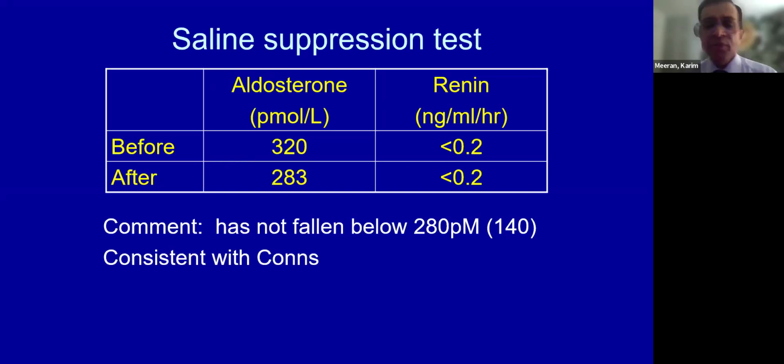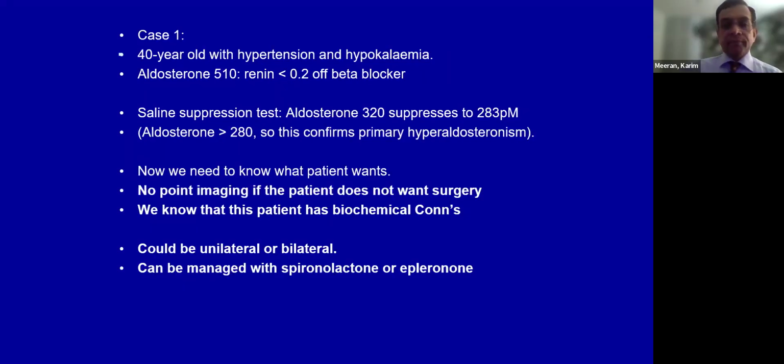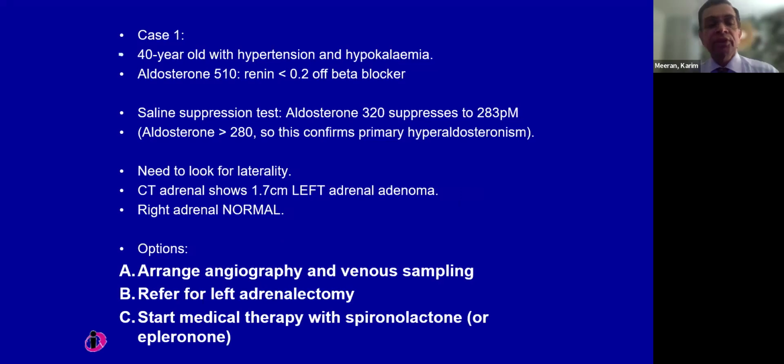And if it's in between, then you look at the whole situation. But this is not even gray. This is an obvious case of Conn's syndrome, and it's confirmed. So you ask the patient, do you want an operation? I would say don't immediately, if you don't want an operation, because we know it's Conn's syndrome. It could be unilateral and it could be bilateral. Both can be managed medically, but perhaps there's some thought that we should take out a unilateral lesion.